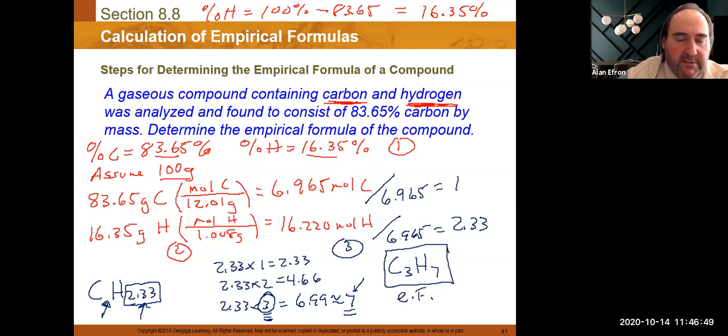Any questions on that one? So those are your basic steps: percentage to grams, grams to moles using the molar mass, divide by the smallest number of moles. If you hit all whole numbers, you're good to go. If you don't, then you need to do something like what we just did here to find a factor to multiply everybody by to get to whole numbers. Any questions on that?